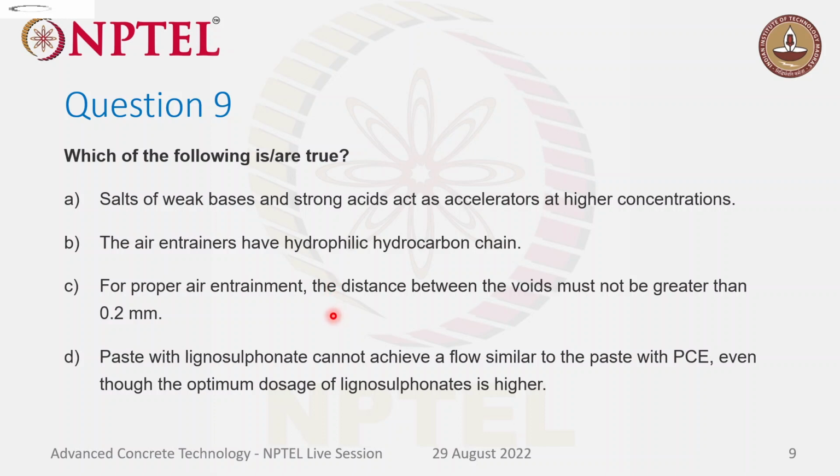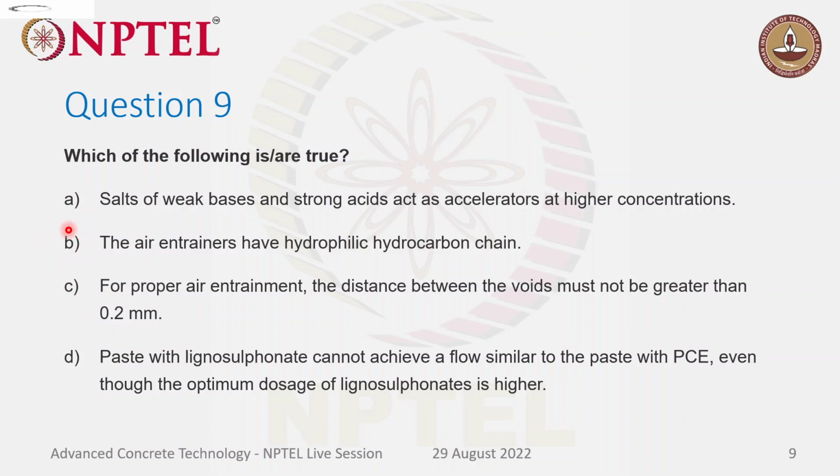The traveling through the very small pores, capillary pores, will obviously increase the capillary tension. That will lead to failure of the cement paste. So to reduce the time of travel from one pore to another, if there are voids from air entrainment, and the distance between the voids is not more than 200 micron or 0.2 mm, then the water need not travel much distance from one pore to another. Obviously, it will reduce the capillary tension, and it will help concrete in cold weather regions. So obviously, option C is true, and it is explained in the lecture as well.